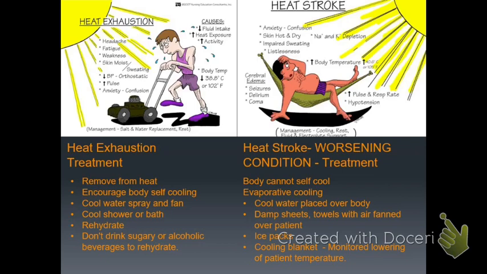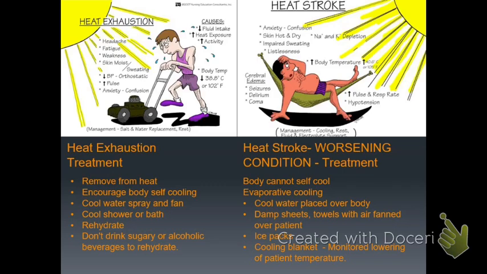Possibly. The thing is, though, if you cool them fast from 105 and you cool them down to 98, that's not going to put them in shock. That's going to make them normal. If we cooled them down to 70, yes, that would be pretty bad. But I don't think it's going to take a lot to get a body to cool from 105 down to something hypothermic.